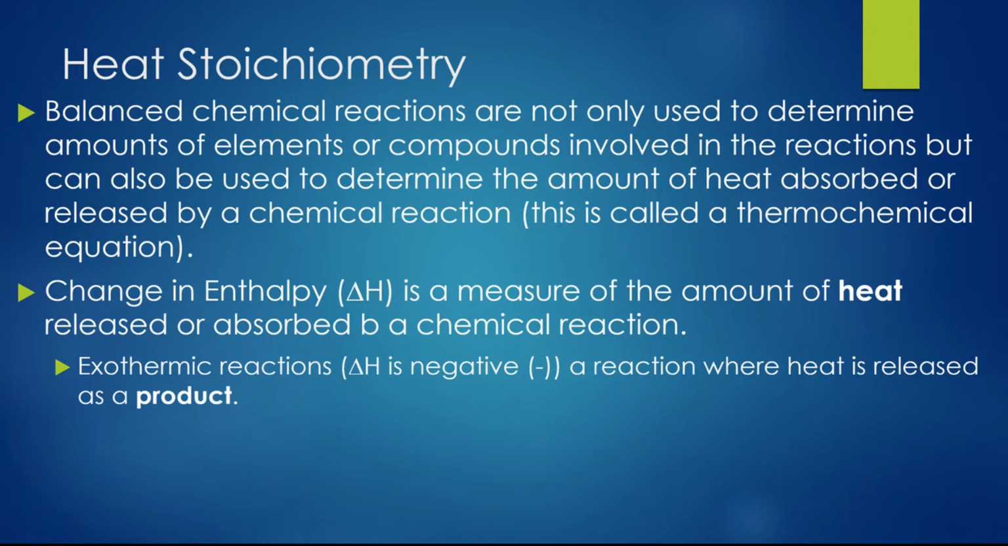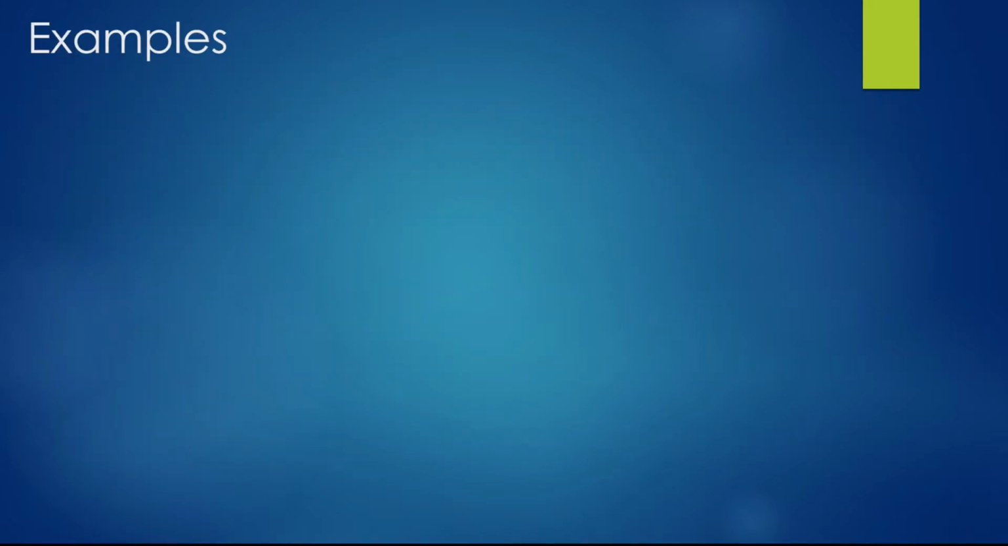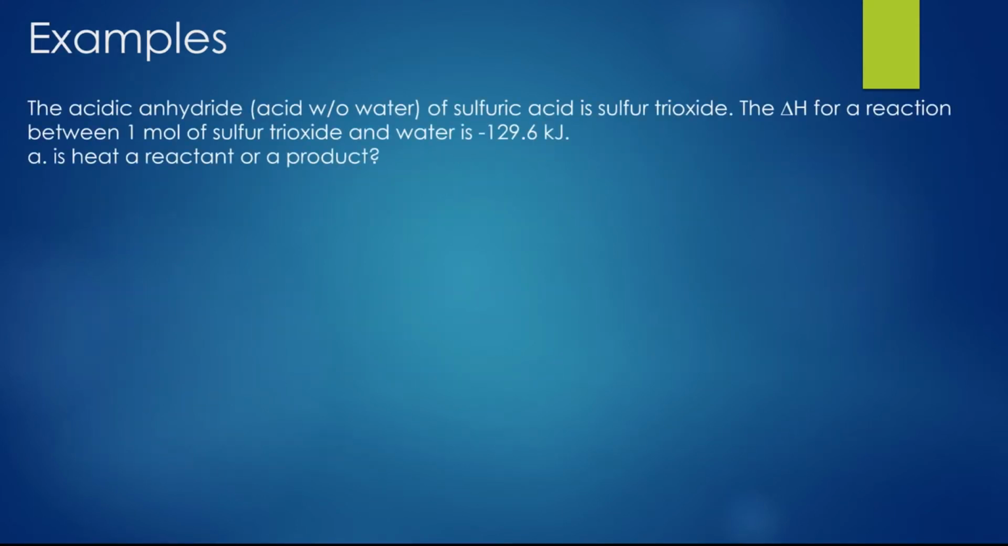So a quick reminder from yesterday's notes: in exothermic reactions, delta H is negative and heat is released as a product. In endothermic reactions, our delta H, our change in energy, is positive and heat is going into the equation as a reactant. So here are some examples of what that looks like.